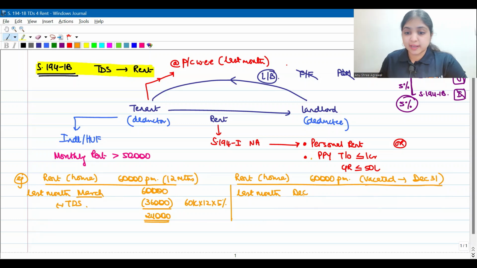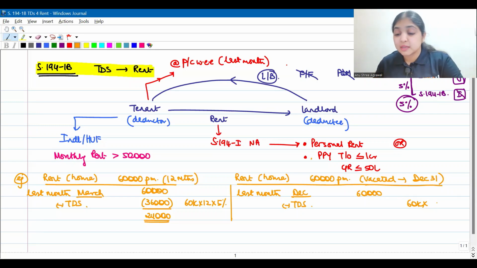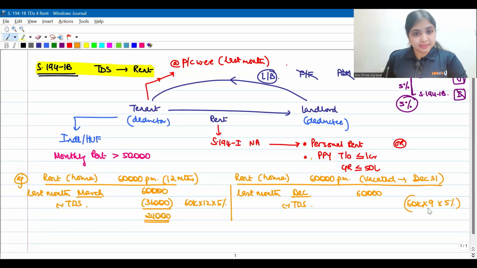So same calculation, guys. For December month, what is the rent? For December month, the rent is 60,000. Against this, we will deduct TDS, guys. So 60,000 into what? 60,000 you will not do into 12, because here the tenant has occupied the property only till December. So therefore, we anyways have only 9 months. So 60,000 into 9 into 5%. This will be the tax deducted.